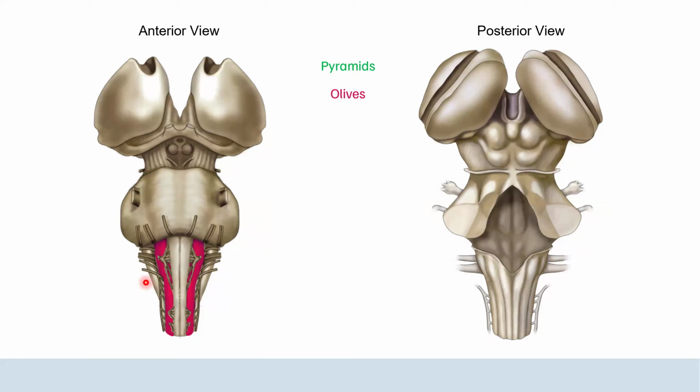After the olives, we're going to have our anterolateral sulcus. So it is still anterior, however, it is more lateral compared to the other one. These are important because we will have the emergence of a lot of cranial nerves within those two sulci. Okay, next up, we have this portion right here.